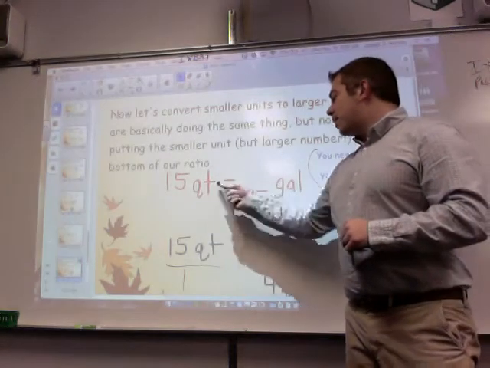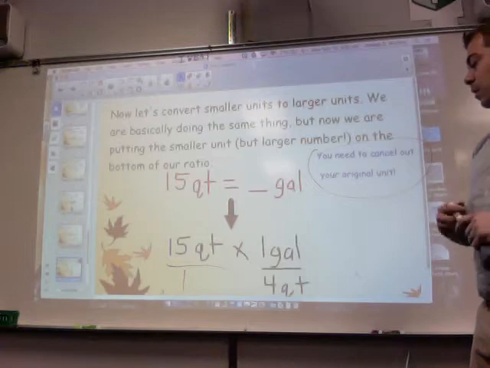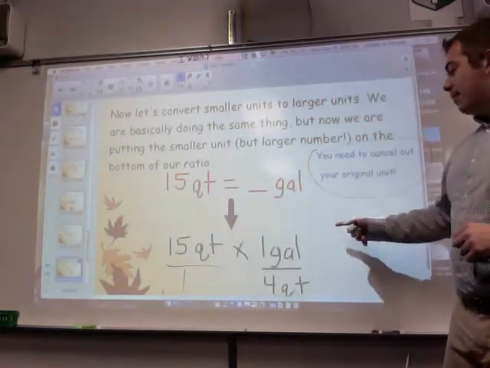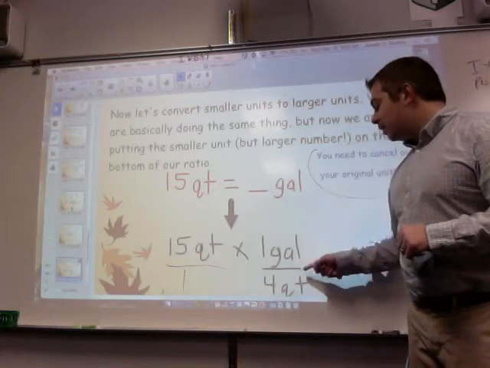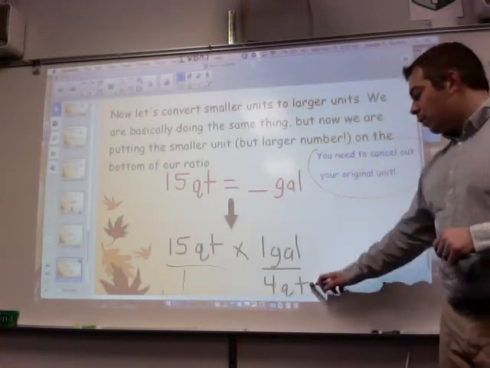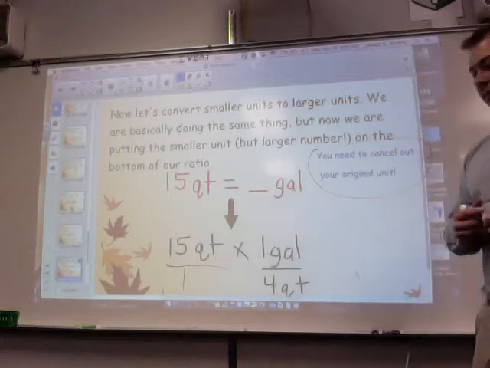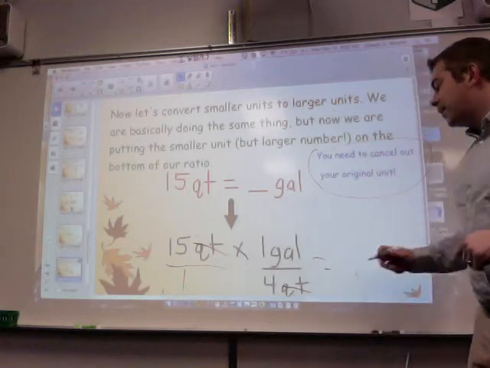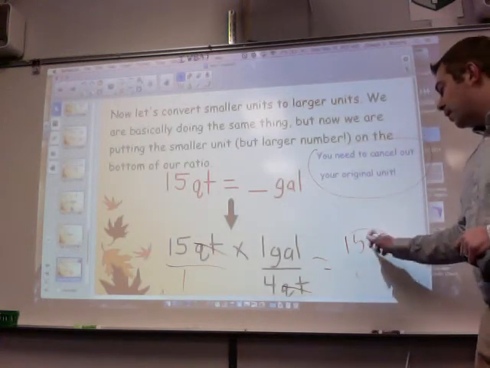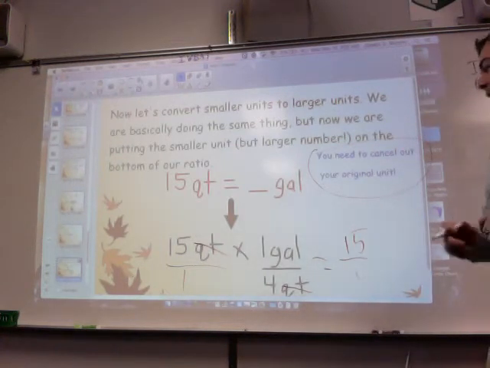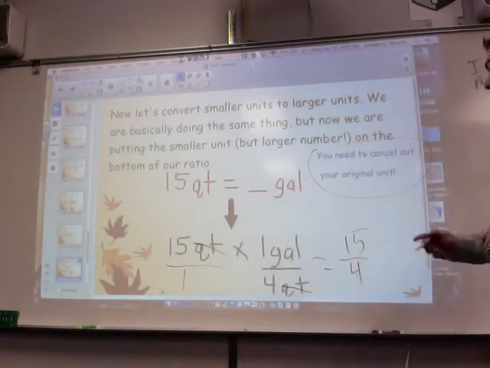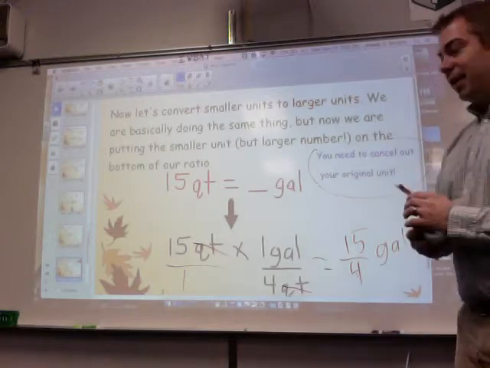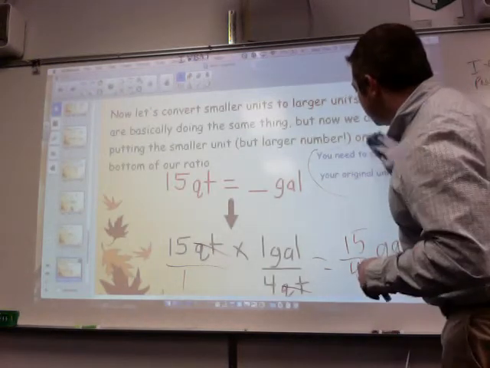So 15 quarts equals how many gallons? All right, well, 15 quarts is really 15 quarts over 1. And my conversion is for every 1 gallon, I have 4 quarts, or every 4 quarts equals 1 gallon. So these quarts will cancel each other out, and I'm left with 15 times 1 equals 15, and 4 times 1 equals 4. So I have 15 over 4 gallons as my answer, but I can't leave it like that. I need to make it into a mixed number.